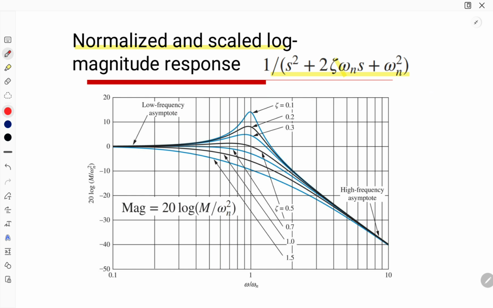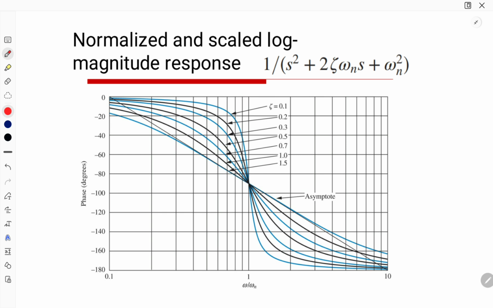So I just explained, but it wasn't recorded, so I'm going to quickly say it. 1 over s squared plus 2 xi omega n s plus omega n squared. Now it's in the denominator. You just need to pay attention to where it peaks. When zeta is closer to 0, it's kind of rounded. And when zeta is larger than 1 and larger in general.